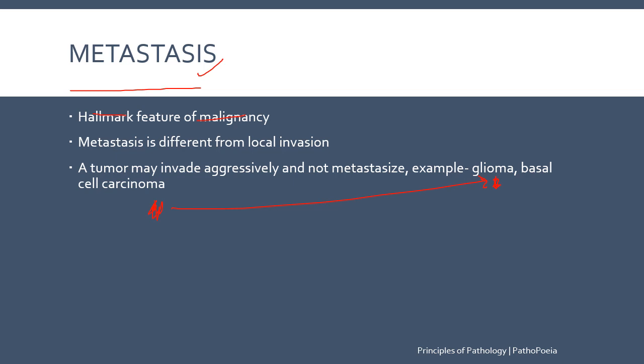However, local invasion refers to the exit of neoplastic cells from their normal surrounding into the surrounding normal tissue. Now, invasion may be followed by metastasis. However, a tumor may invade aggressively and may not metastasize. Examples of such tumors are glioma and basal cell carcinoma. Remember, these invade aggressively, however, they don't metastasize.